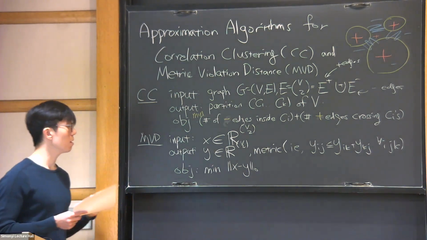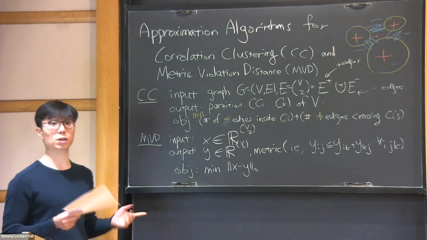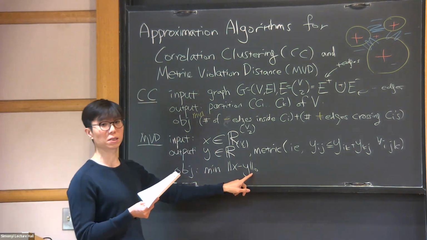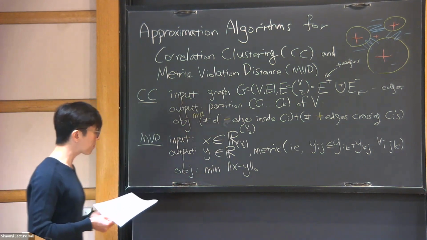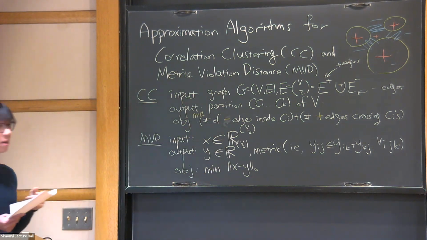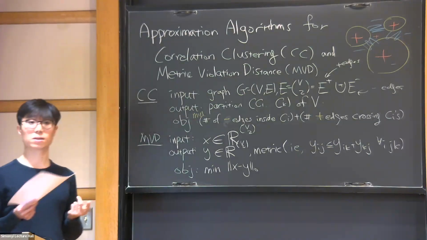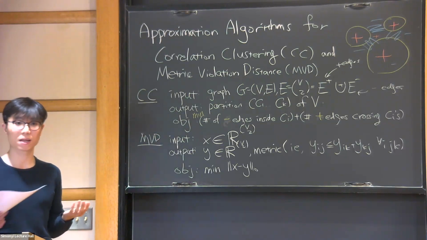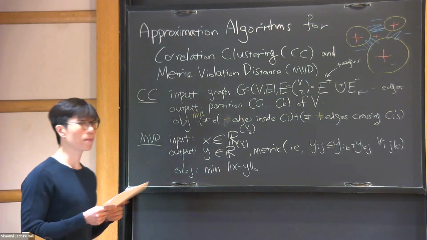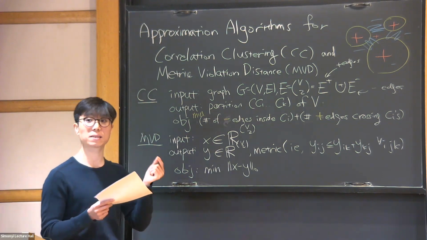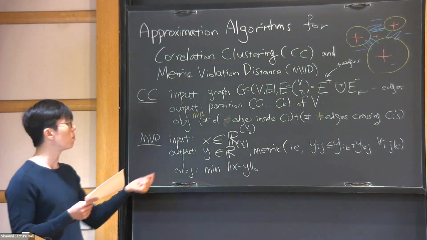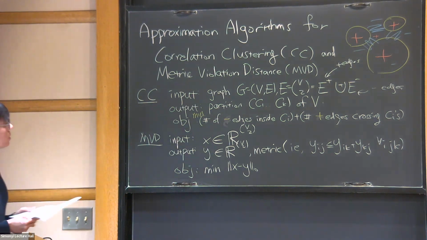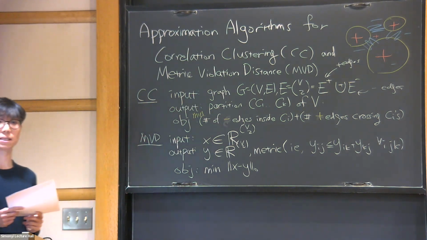So I want to find a metric y, and all I want to do is minimize this L0 distance, just the number of entries which differ between x and y. I want to minimize that. In other words, I'm given some pairwise distance, which is supposed to be a distance, but it might not be a metric. My goal is to modify the smallest number of entries of x to make sure that the modified distance actually becomes a metric. So that's our second problem, metric violation distance.